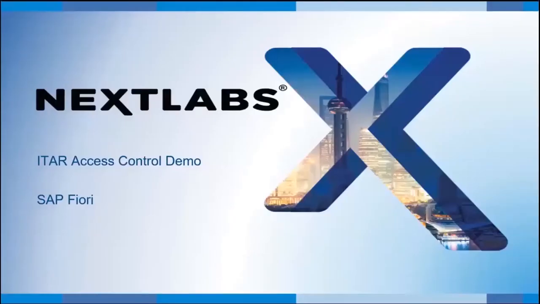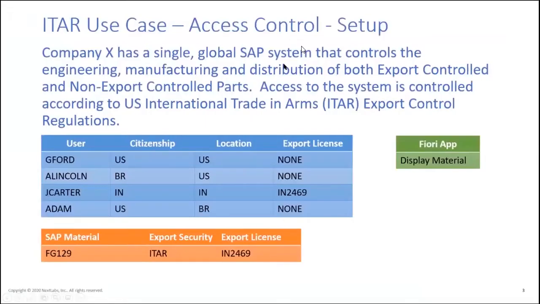Welcome to a NextLabs demonstration of our abilities to control access to ITAR data through access controls. In this use case, we will focus on access control. In this scenario, Company X has a single global SAP system that controls the engineering, manufacturing, and distribution of both export control and non-export controlled parts. Access to the system is controlled according to the U.S. International Traffic in Arms Regulations, otherwise known as ITAR.